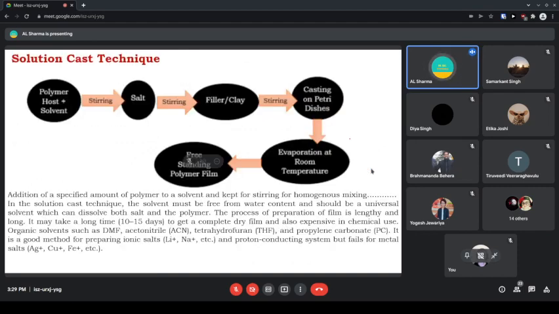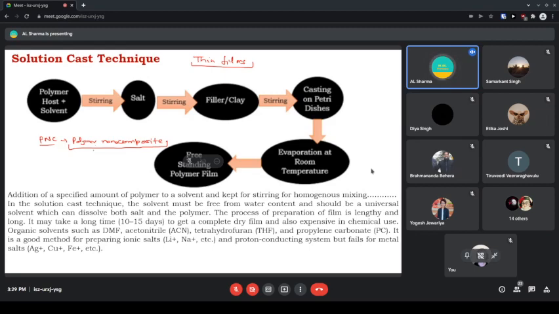The next one is again thin film preparation. In this thin film preparation, this is a very easy handling technique, mostly used for preparation of polymer nanocomposites. So most of the time polymer nanocomposites are formed using this solution cast technique. It is time taking, but it is a very easy technique.